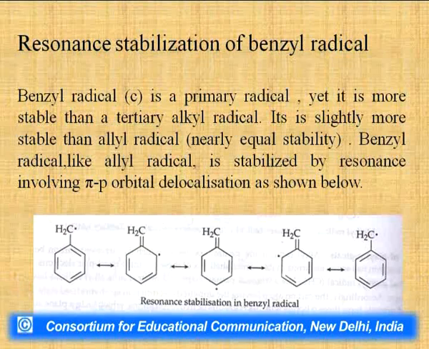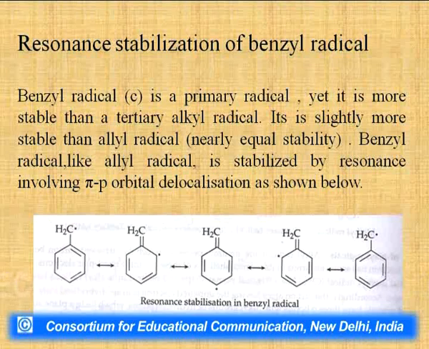Resonance stabilization of the benzyl radical. What is a benzyl radical? It is when there is a CH2 group on a benzene molecule. The benzyl radical is a primary radical, yet it is more stable than a tertiary alkyl radical. Hence, benzyl as well as allyl radicals are more stable because of the delocalization factor. It is slightly more stable than the allyl radical.